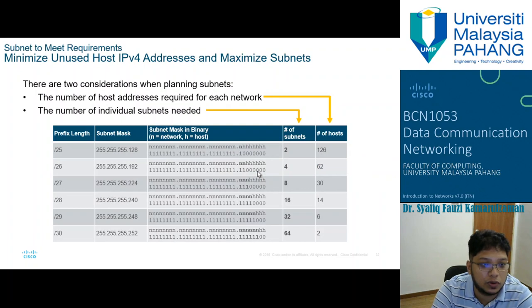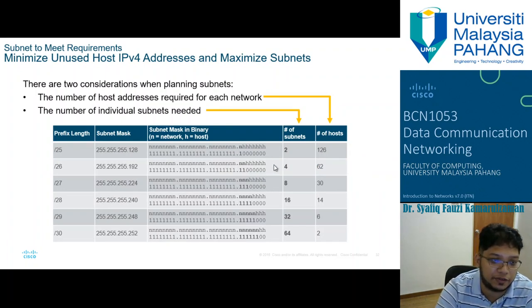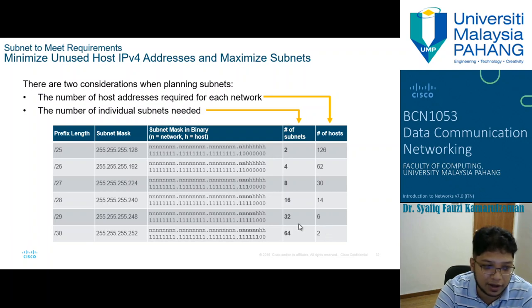Okay, so you need to minimize the unused hosts in the IPv4 address and maximize the number of subnets. So if you require fewer hosts inside a network, create it using a larger prefix, which means that you will have more space to create more networks later on.